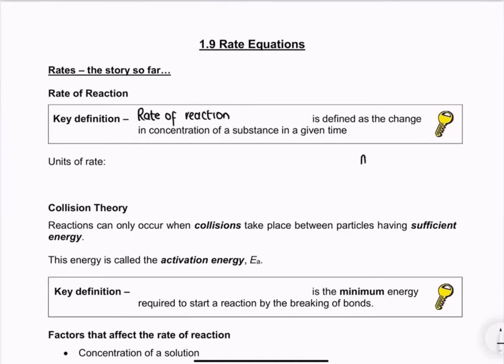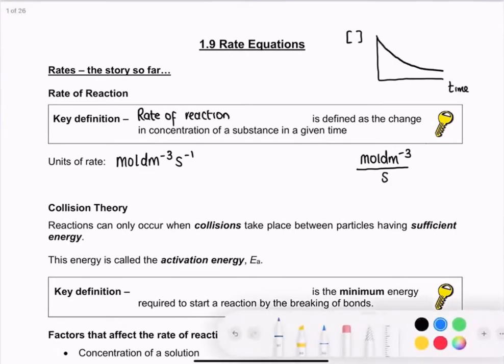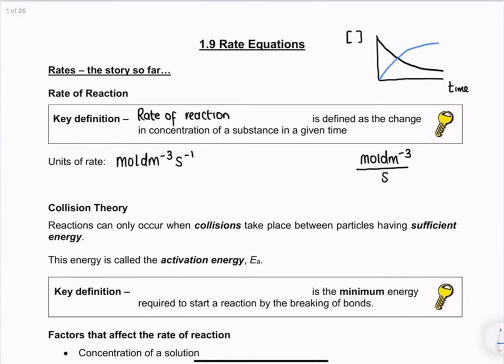So we know that the units of concentration are moles per decimetre cubed, and we're looking at how that changes over time, and the SI unit of time is the second. If we put all that together, we'll get moles per decimetre cubed per second. So if we think about that, what we would be looking at is if we were measuring concentration against time, then we might be looking at, if it was a reactant, that falling over time, or if it was a product, that increasing over time.